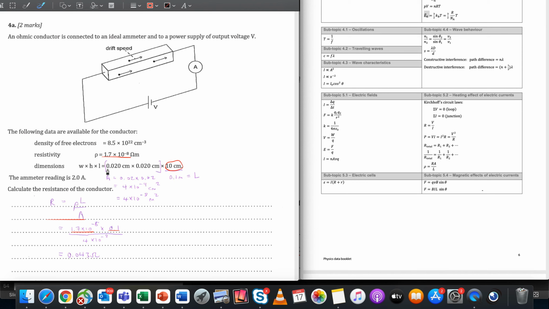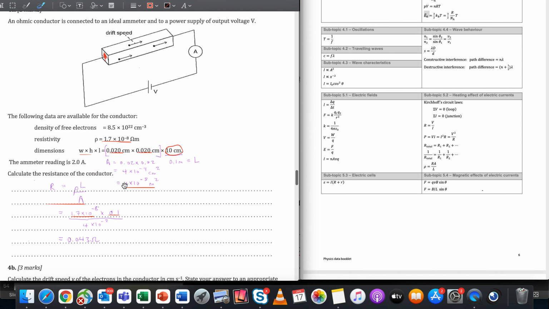And then our area. Well, if you remember here, if this is our length coming across here, then this shaded part here is going to be our area. In other words, it's going to be the two small dimensions, W times H. We're going to multiply those together and express them in meters squared, so SI form.